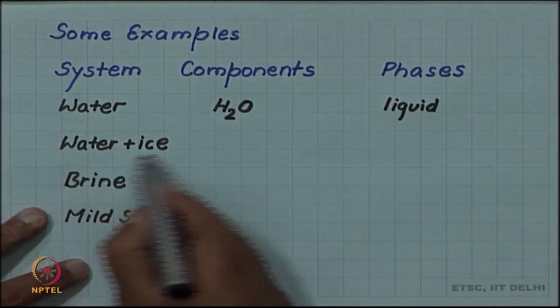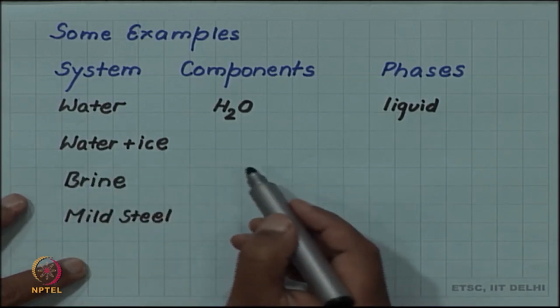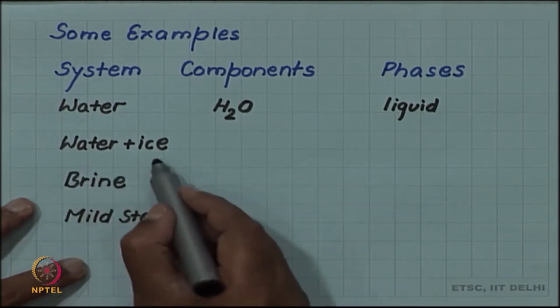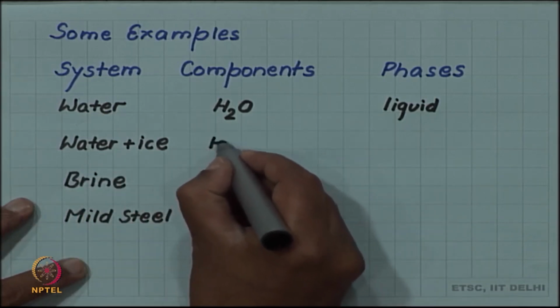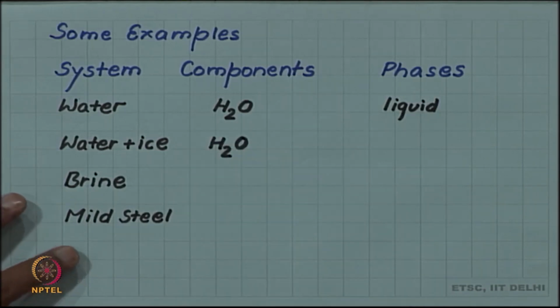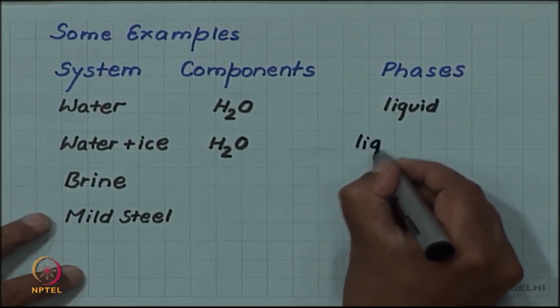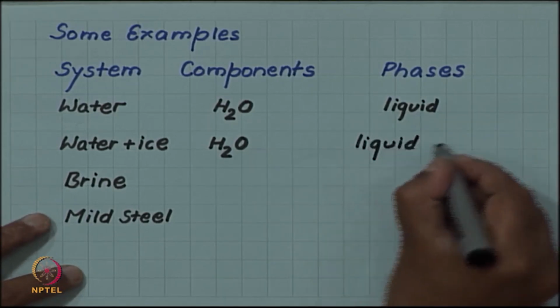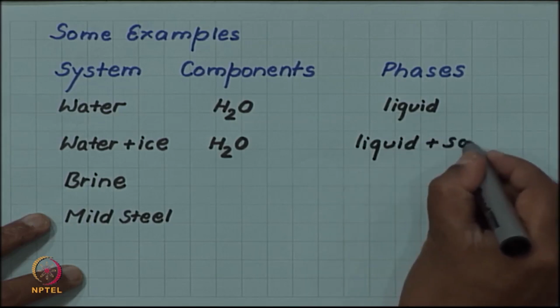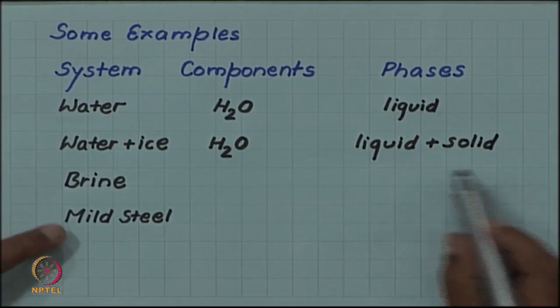So, it is an example of a single component, single phase system. But suppose you have ice floating in water, you have a water ice combination, then both water and ice are still composed of H2O. So, still you have single component, but now you have 2 phases, liquid plus solid. So, this is an example of a single component, but 2 phase system.